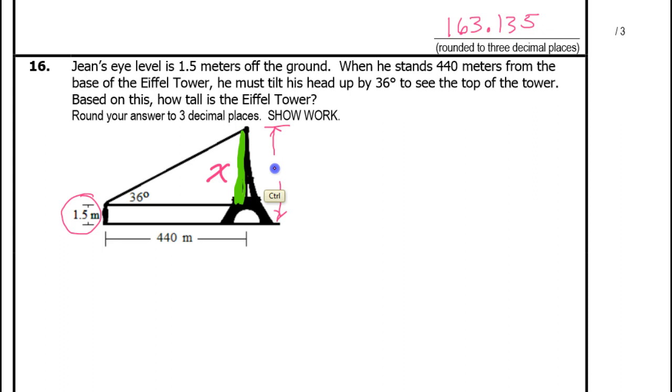And of course, we're looking for the height of the tower. I'm not even going to make a variable for that. I'm just going to put tower, because that's what we're looking for. So first we'll find X in the usual way, but once we find it, we will have to add an extra 1.5 to be the total height of the tower.